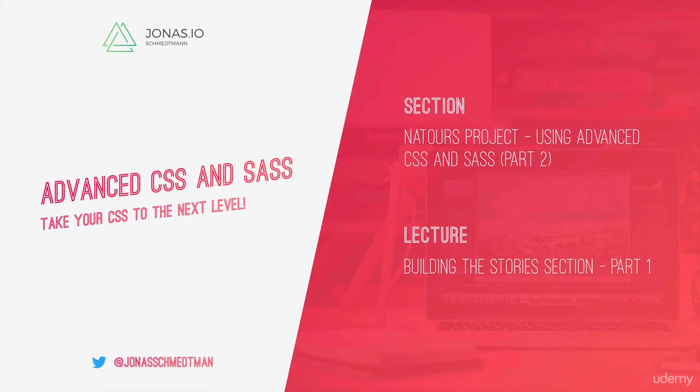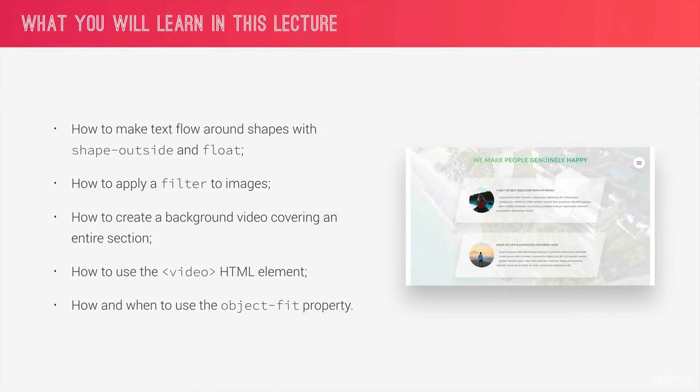Hello, great to have you back in the course. Let's start working on our next section now, where basically customers can tell about their experience with Natours. So you're gonna learn here how to make text flow around shapes using the shape outside and float properties together, and how to apply a filter to images. Then you're gonna create a background video filling the entire section. And for that, you're gonna learn how to use the HTML video element and how and when to use the object fit property. So you see that once more, this section is fully packed with new stuff for you to learn.